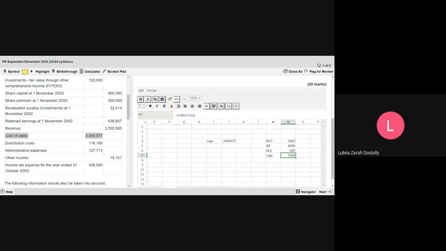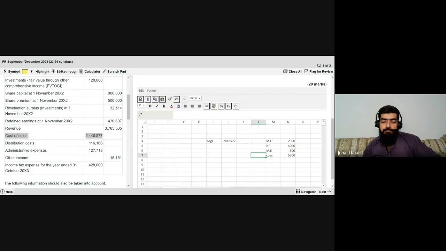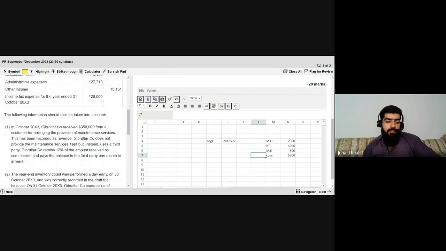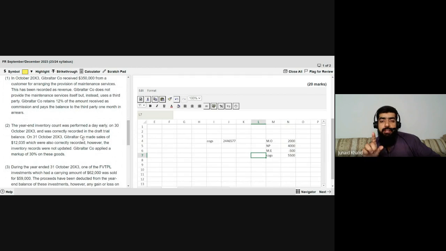It will increase the cost of goods sold. Are you getting my point? Yes. So here in that particular adjustment, there is an inventory that was sold out, and it was sold for $12,035. Remember, it's a sales price. Yes, we sold it for $12,035, which was also correctly recorded. However, inventory was not updated.